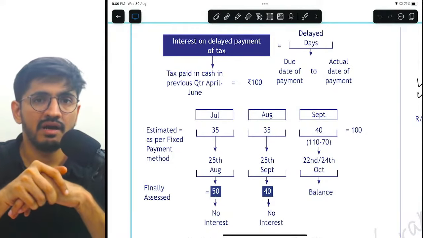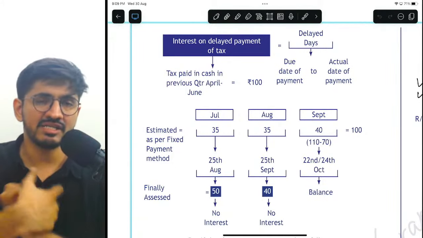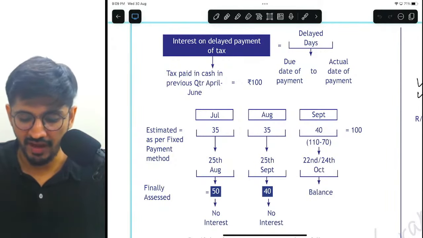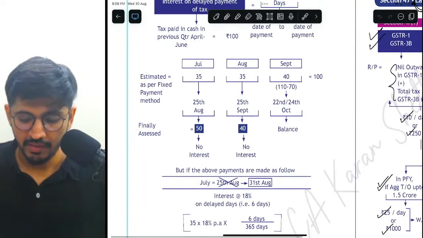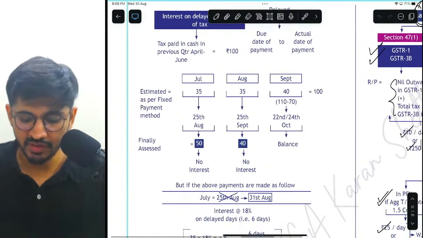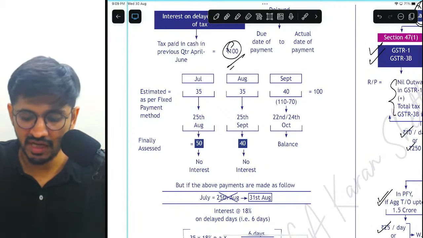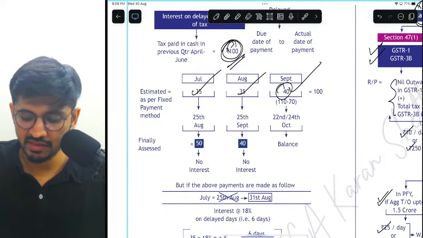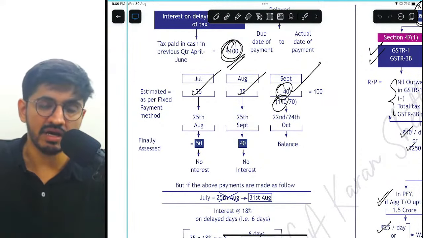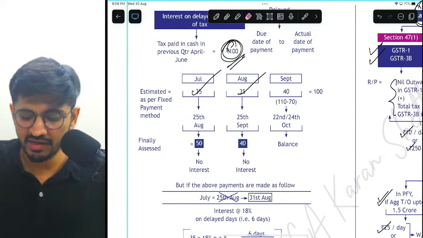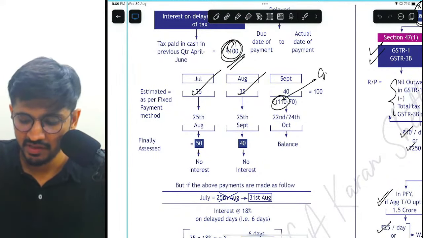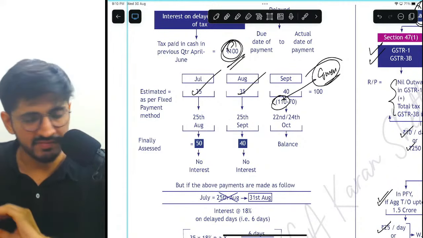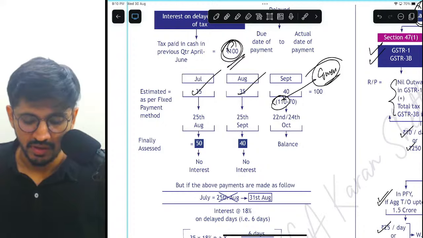Now the question is, in QRMP scheme, is there interest on delayed payment of tax? Hell yes. But understand, not on the fact that, for example, if I am going with fixed payment method and my last quarter was 100 rupees, so 35 and let's say balance considering 110, which is a given figure. I have stated this. It could be 150 or 200, 300, anything. I've just given it for the sense of example.